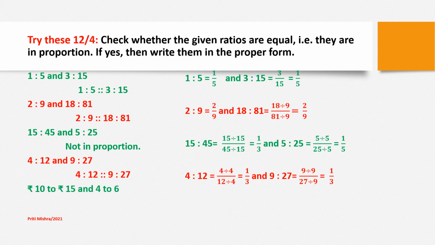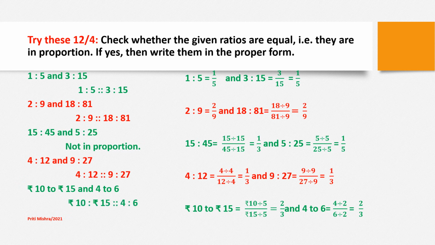Question number 5. Rupees 10 to rupees 15 and 4 to 6. So first, rupees 10 to rupees 15 is 2 by 3, and 4 to 6 means the ratio of 4 to 6, that is 2 by 3. So they are in proportion. Rupees 10 is to rupees 15 in proportion with 4:6. So in this way we can check whether given ratios are in proportion or not.